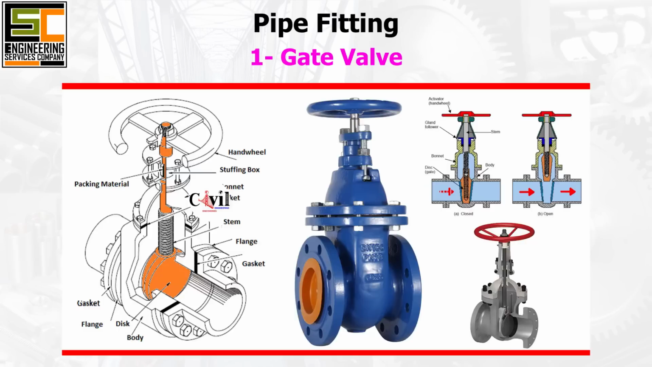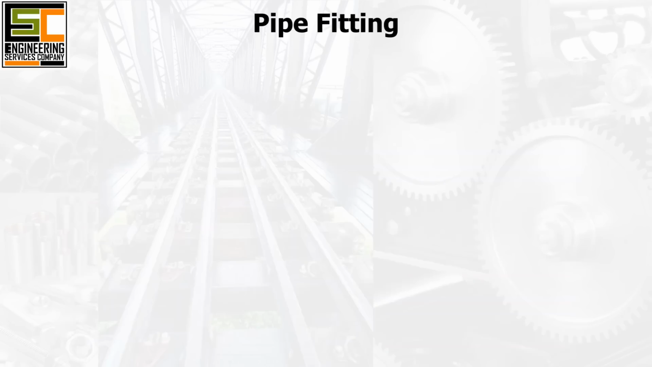1. Gate valves. Gate valves are linear motion valves with a sliding gate or wedge-shaped disc that controls the flow of fluids by moving perpendicular to the direction of flow. They provide a tight seal and are commonly used in on-off applications.